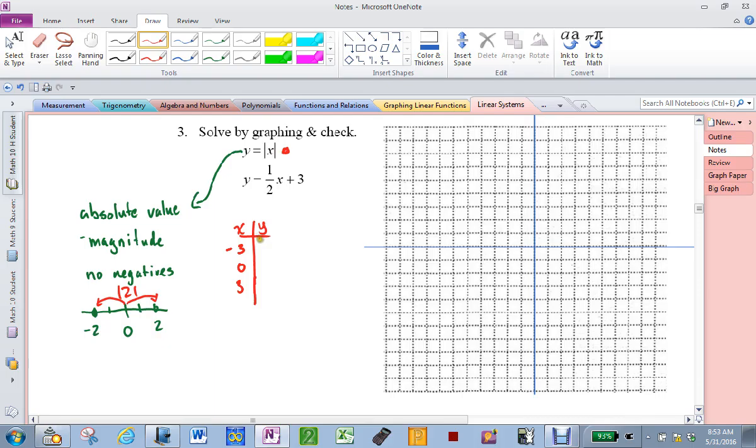So, if I put negative 3 in those brackets, how far is negative 3 from 0? 3. So what would my y value be? 3. How far is 0 from 0? 0. And how far is 3 from 0? 3. Can you graph that? Well, there's a point at 0, 0. There's a point at 1, 2, 3, and there's a point at negative 1, 2, 3.